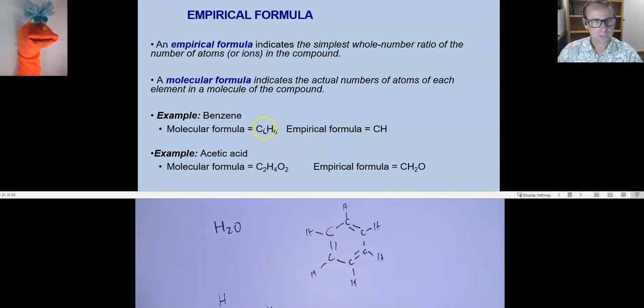All right, now the empirical formula is the simplest ratio of the different elements in the compound. So C6H6 has an empirical formula of CH. C2H4O2 has an empirical formula of CH2O. Okay.